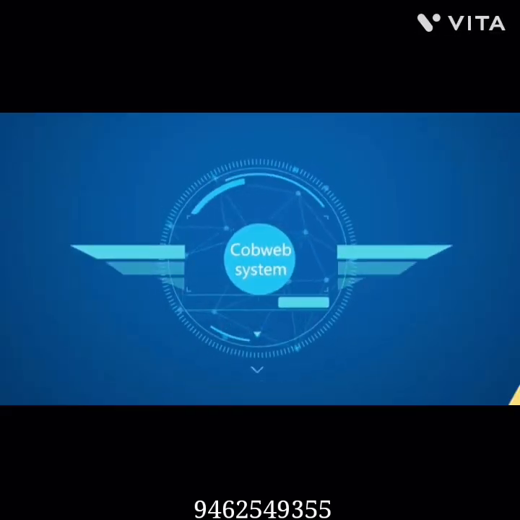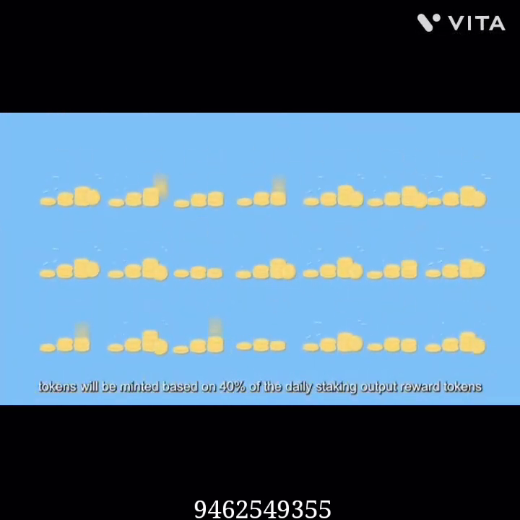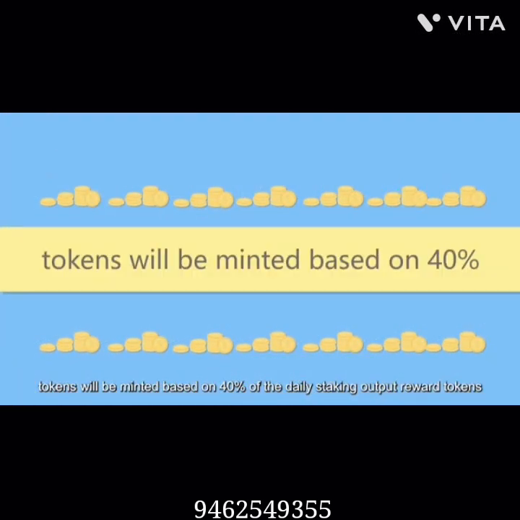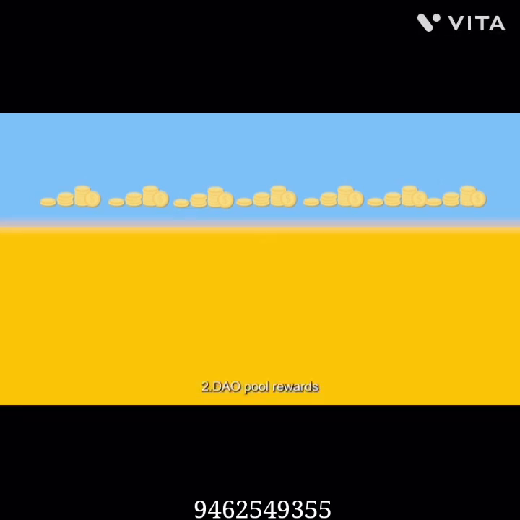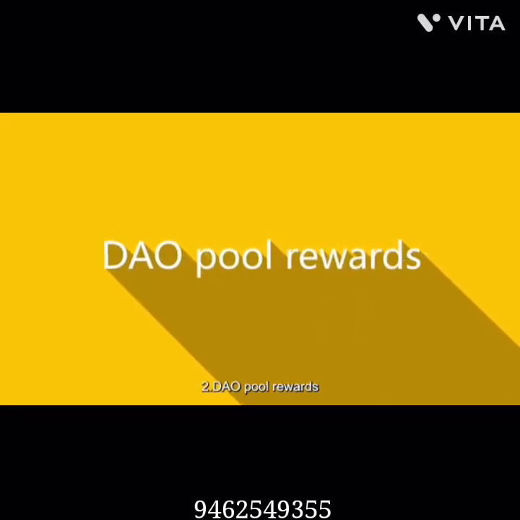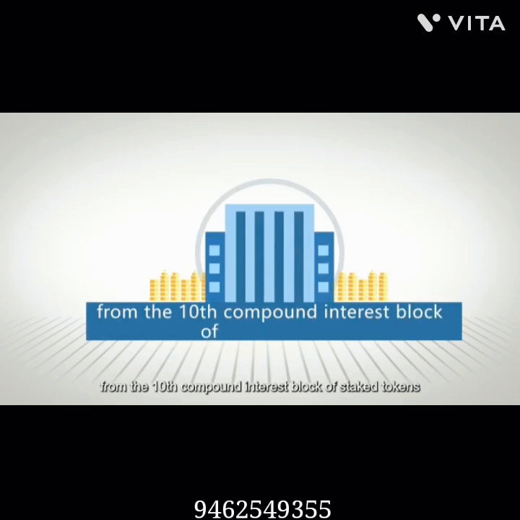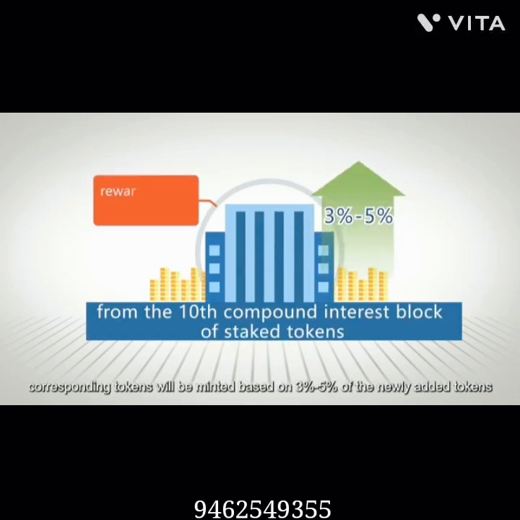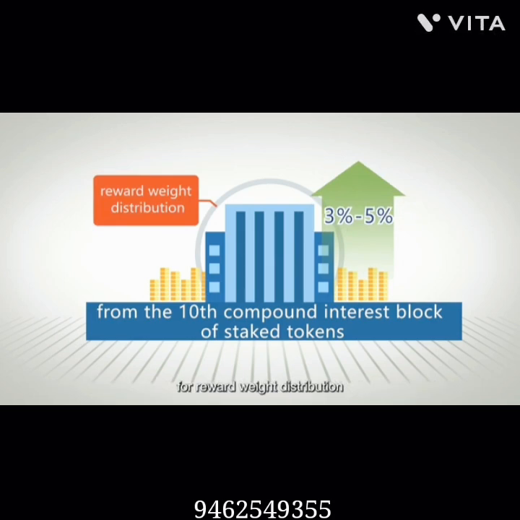1. Cobweb system. Tokens will be minted based on 40% of the daily staking output reward tokens for Spiderweb system rewards. 2. DAO pooled rewards. From the 10th compound interest block of staked tokens, corresponding tokens will be minted based on 3 to 5% of the newly added tokens for reward weight distribution.